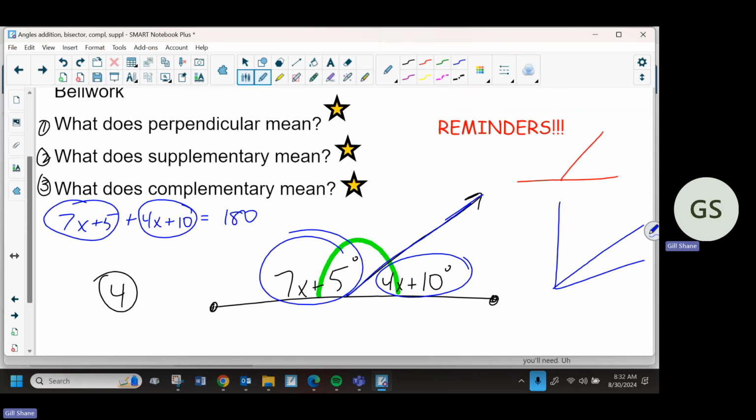Last one. Oh, wait. We did supplementary, right? Yeah. Okay, so one thing I've got to mention on supplementary then. Anybody?